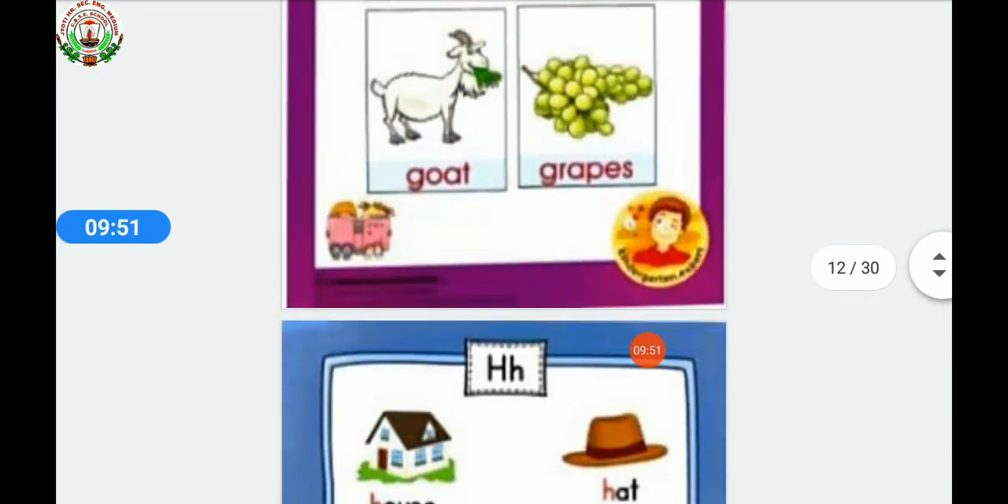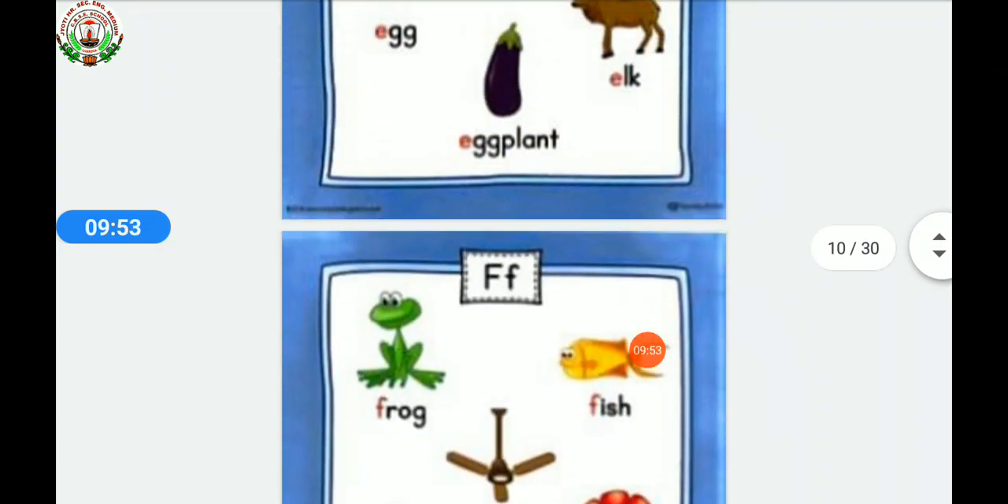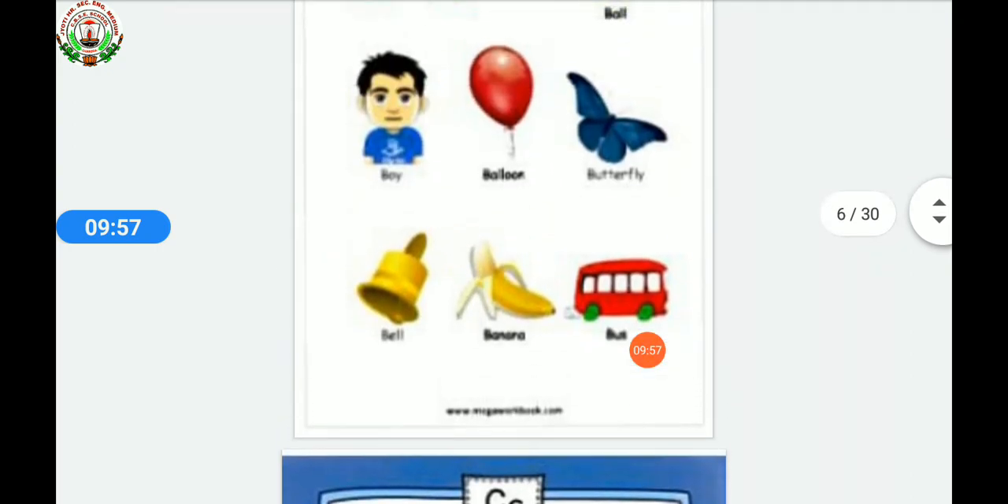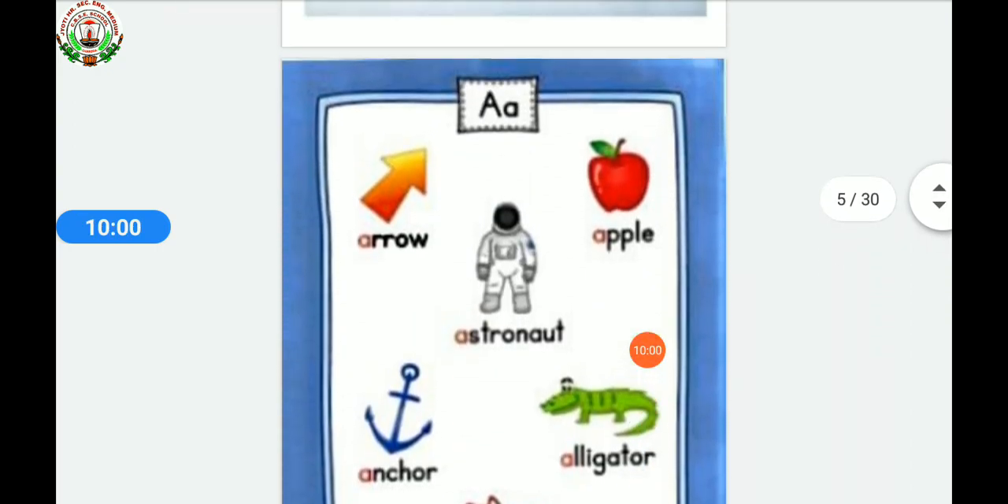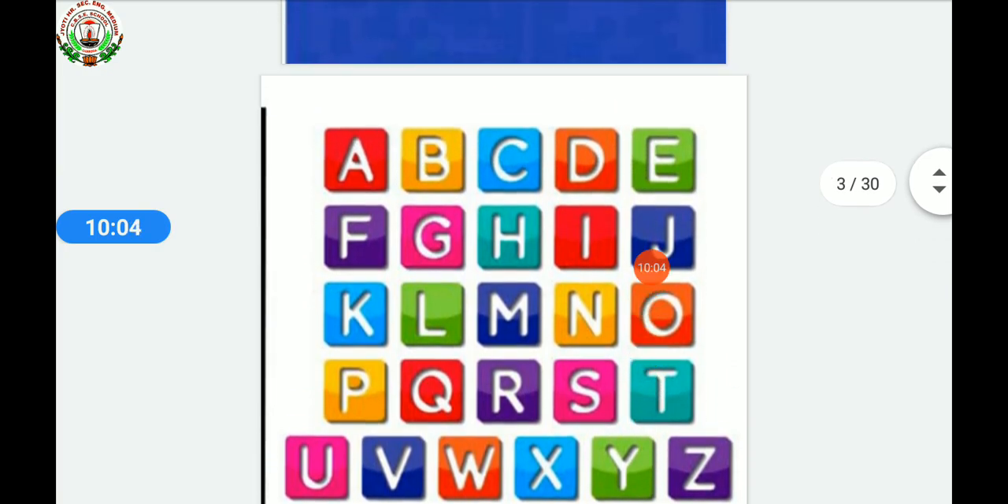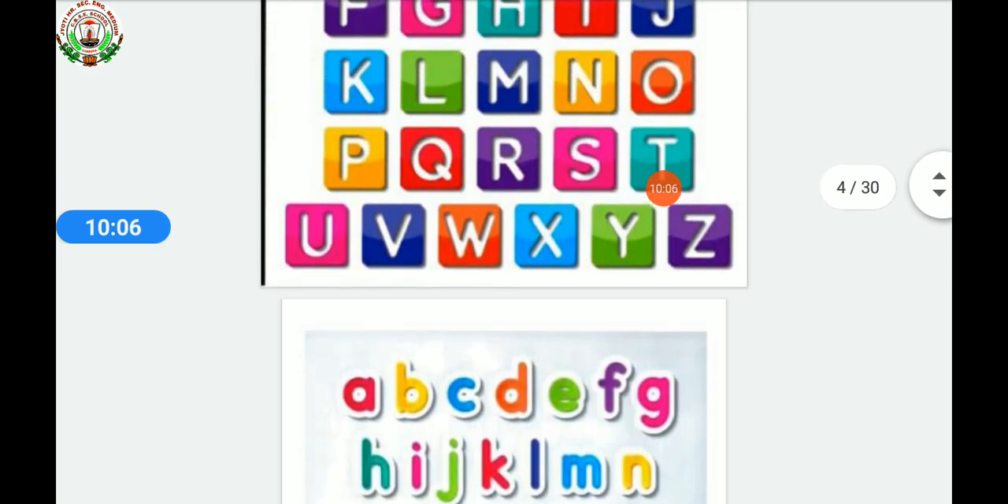So your homework is you have to make two new words from each letter of these 26 letters of the alphabets, and you have to learn and write the small letter and the capital letter of the alphabets.